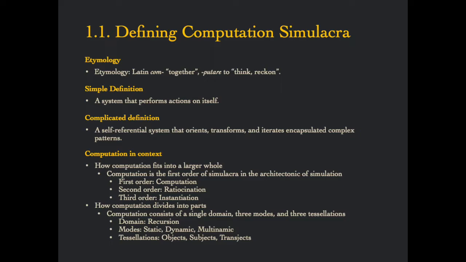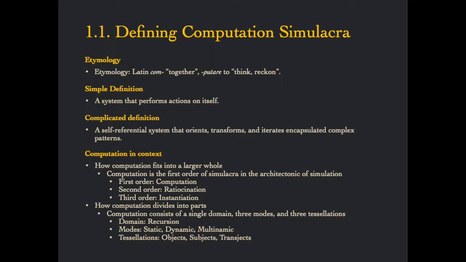The first order is computation, the second order is ratiocination, and the third order is instantiation. And so how this works is that computation is the universal system that performs actions on itself, and then the second order is the ratiocinators, and these ratiocinators are the means in which computation computes. And then the third order, instantiation, are the instances that occur through the ratiocinations.